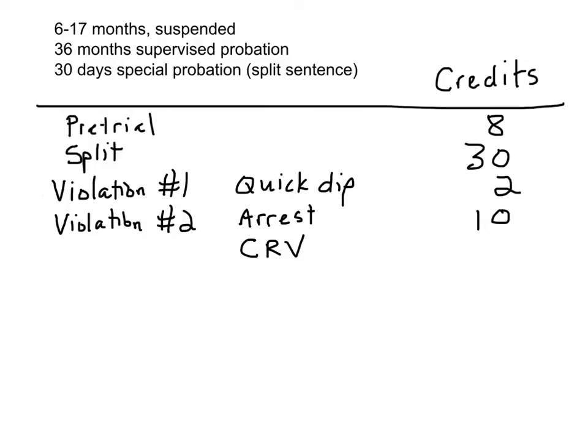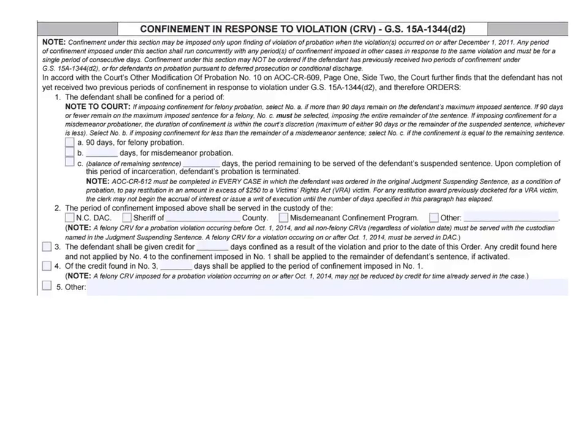So we know the term of imprisonment for the CRV for a felony is 90 days, but how that time actually gets served has changed a little bit since Justice Reinvestment first happened in 2011. If we take a look down here at the relevant portion of the modification order that would be used to impose the CRV, we can see that the only proper term of the CRV would be 90 days for a felony probationer, that confinement will be in the custody of DAC. But where things get a little bit tricky is for the credit.